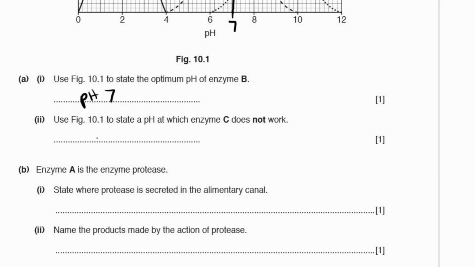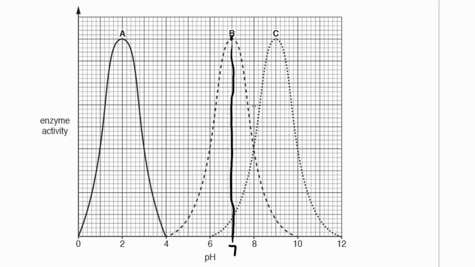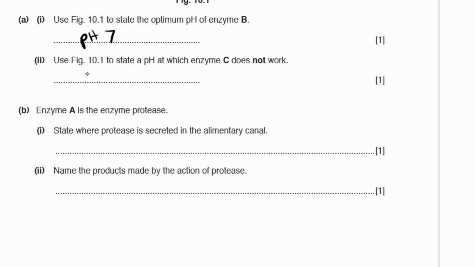Next question. Use figure 10.1 to state a pH at which enzyme C does not work. It says a pH, it can be any pH, just choose one. Okay, so enzyme C works between pH 6 and pH 12. So if you choose any other number that's not between 6 and 12, then that will be the correct answer. I'm going to choose pH 4. Why not? It can be any of them. pH 4. Could be pH 1 or 2 or 3.6. Doesn't matter, but as long as it's not between 6 and 12.